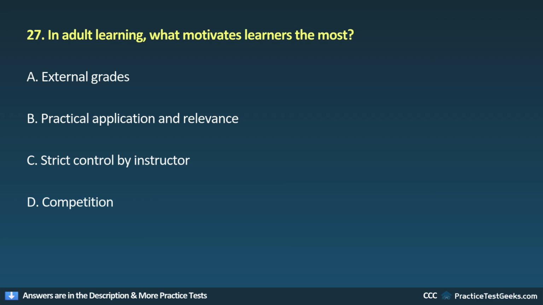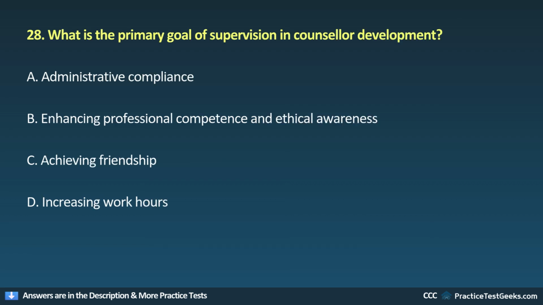27. In adult learning, what motivates learners the most? A. External grades. B. Practical application and relevance. C. Strict control by instructor. D. Competition.